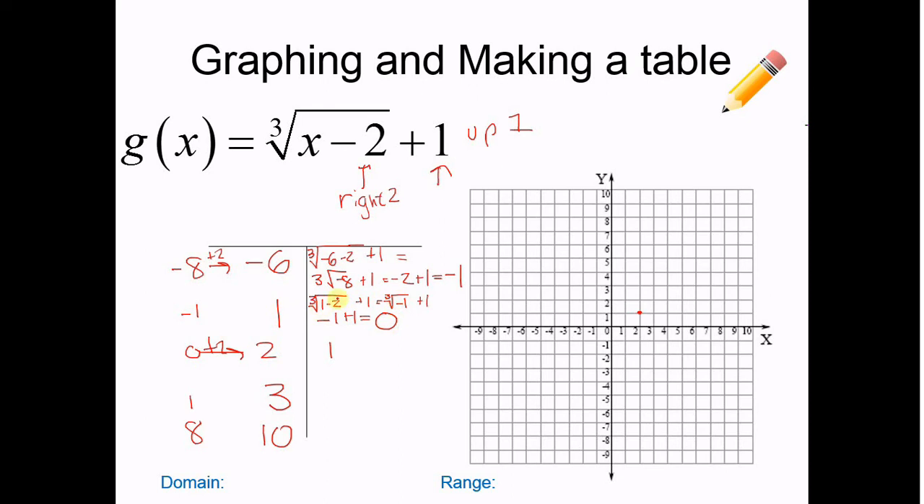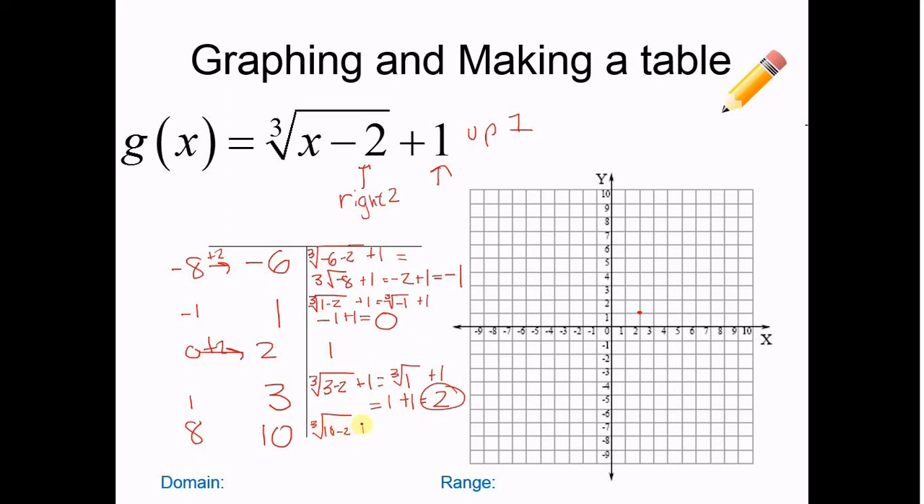Just showing my work here. If you understand what my work is going through, you do not need to have that work down on your paper. Cube root of 3 minus 2 plus 1. Just taking it, putting that 3 in for the x up there. 3 minus 2, well, that's just 1. Cube root of 1, that's 1. 1 plus 1, well, that's just 2. So I have 3, 2 for a point there.